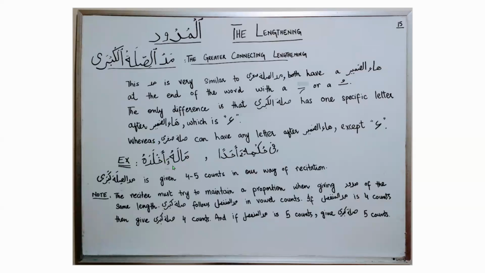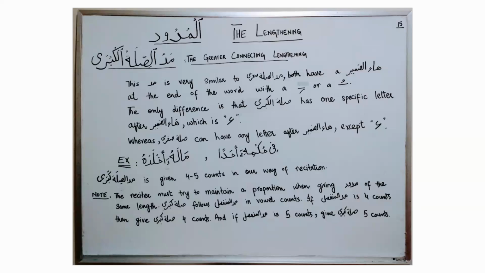In the next example, we can see ha al-dhamir is followed by letter hamza. We have the conditions of maddu sila kubra. While giving it 4 to 5 counts, we will recite this example like this. Ma lahu akhlada. But if I choose to stop at the first word, in that case, there will be no mad. Rather, I will stop like this. Ma lah. So sila kubra or sila sughra only occurs when we choose to continue our recitation, and upon stopping, there will be no mad.